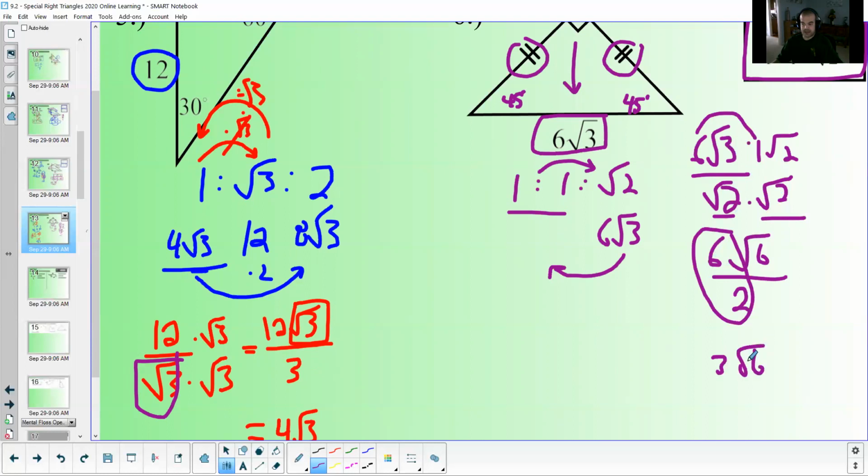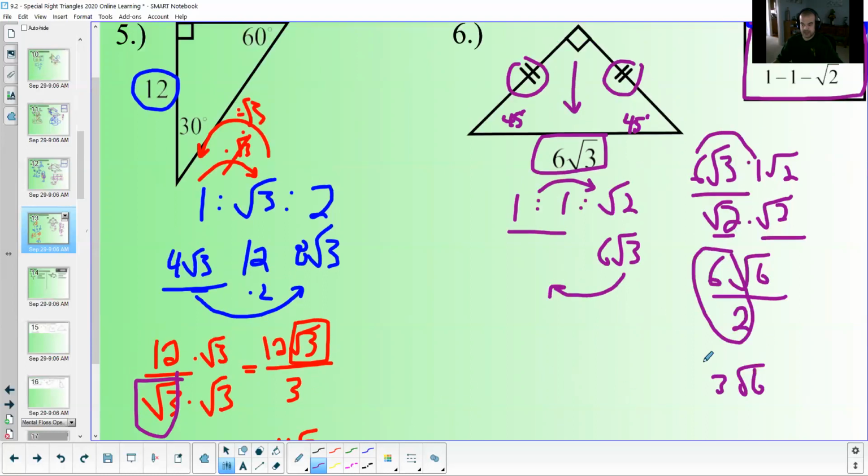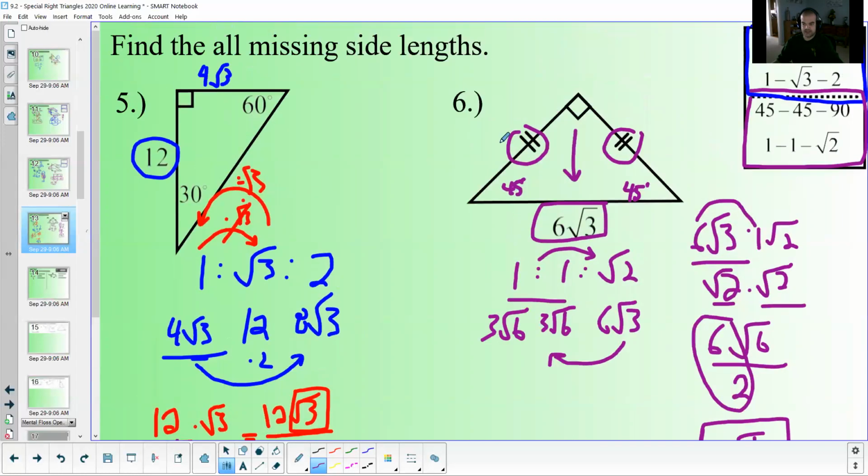So my missing side is 3 root 6. Sorry, I believe I said 6 root 3. It's 3 root 6. And now 3 root 6 is actually the missing side. And that is purely coincidence that the number out front and the number inside flipped. If this was, say, for example, 5 root 7, you would not just flip it and write it as 7 root 5. That was purely coincidence. And so our missing sides here are 3 root 6 and 3 root 6.